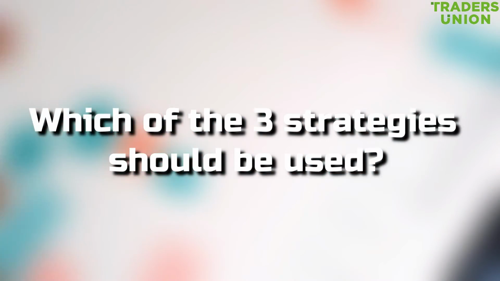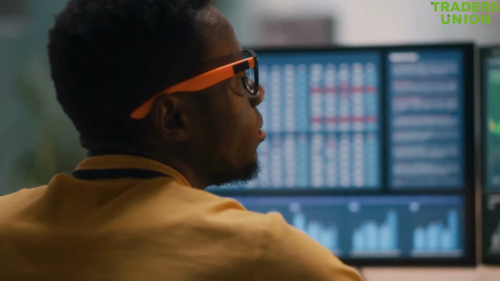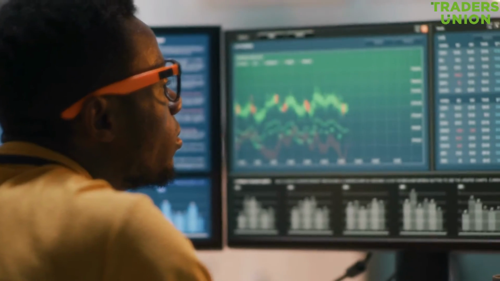Which of the three strategies should be used? This question cannot be answered with a yes or a no because the strategies that were discussed cannot all be correct or all be incorrect. Each one of them will give both profitable and false signals.